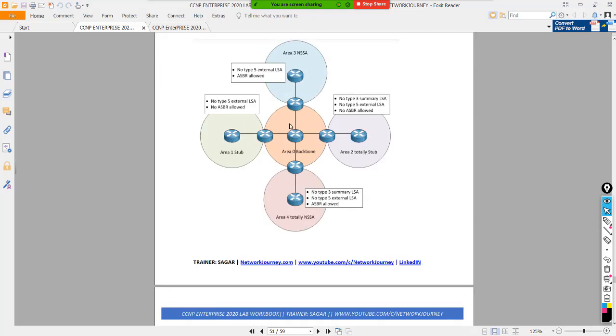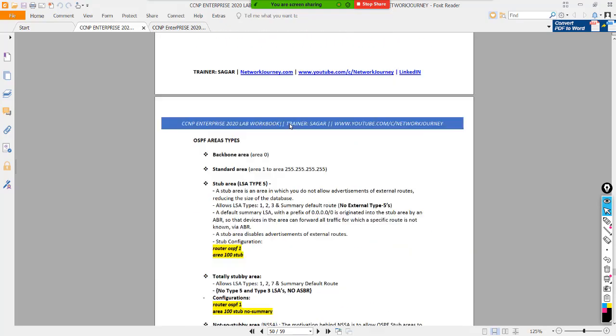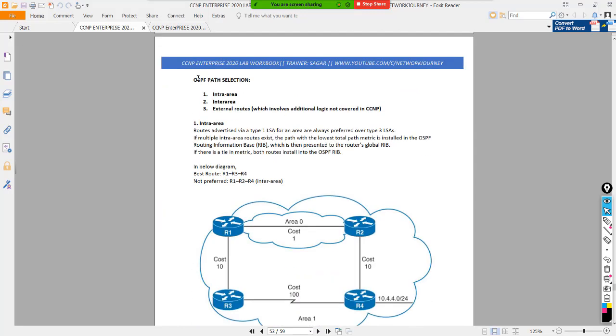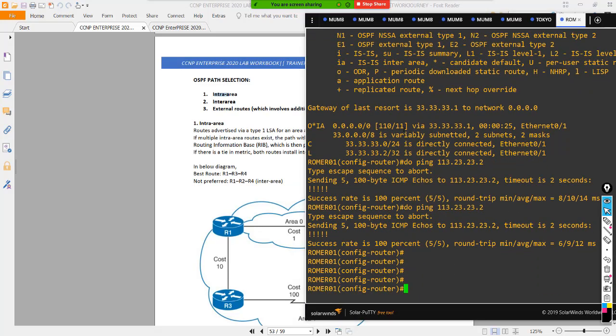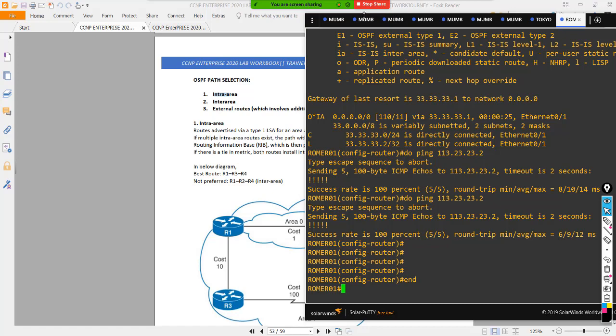Okay, so yes, we are running out of time. In the next class, I will discuss the path selection, about intra area, inter area. Maybe I'll show you once what these things are.